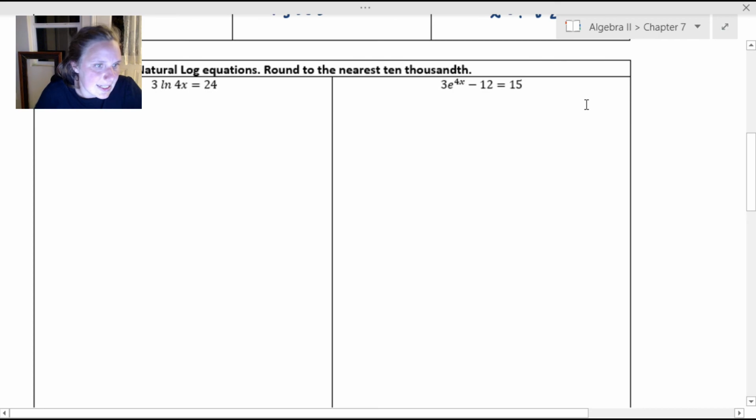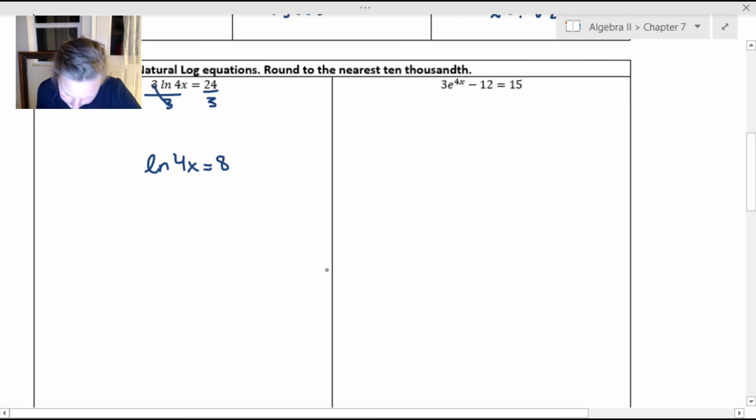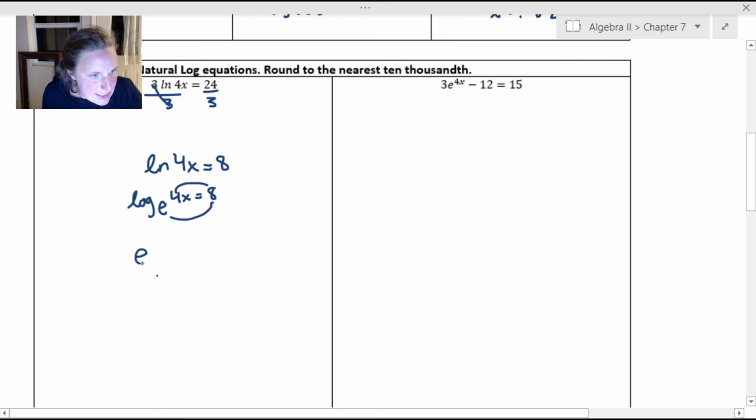All right, so let's do some more. First, we're going to isolate. We've got 3 times the natural log of 4x. So I'm going to divide by 3 on both sides. I get the natural log of 4x is equal to 24 divided by 3 is 8. Then we're rewriting it. The natural log is going to be log base e of 4x is equal to 8. And we're rewriting it, so we get e to the power of 8 is equal to 4x.